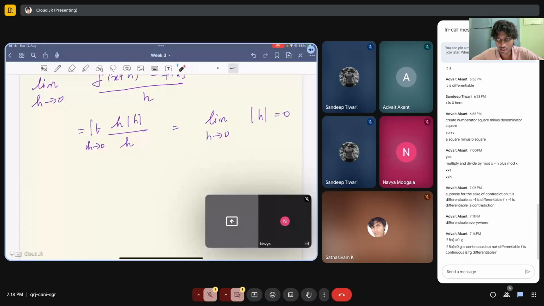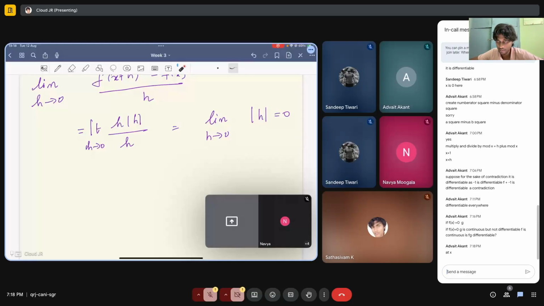So there is a comment. Let me check what it is. You're asking if f of x is 0, g is continuous but not differentiable, and f is continuous, then is the product differentiable? Yeah, I understand the question, but I have to think. Just give me a minute. We'll see.